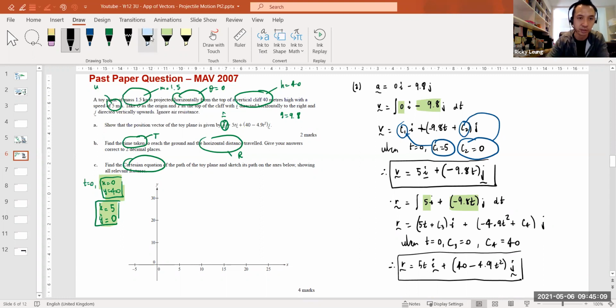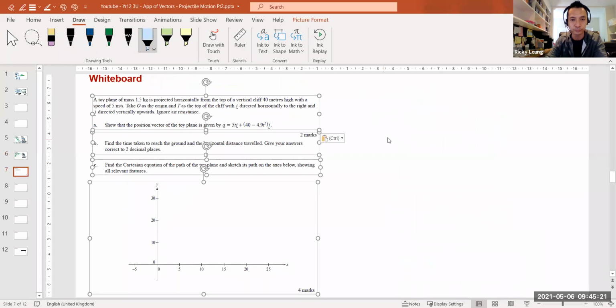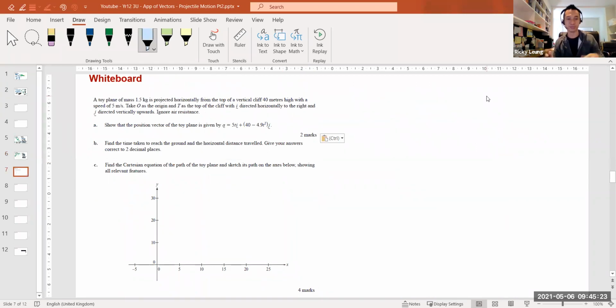So I feel like I need more paper. So what I'm going to do is copy the question into the next page as well. All right, done part A, proved. Now, total time taken, easy peasy. So for part B, total time taken now.